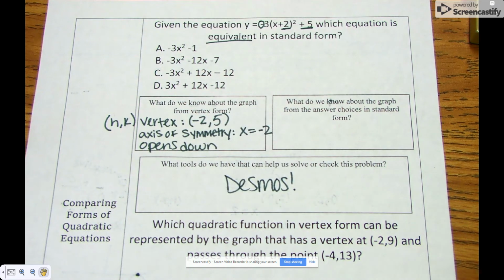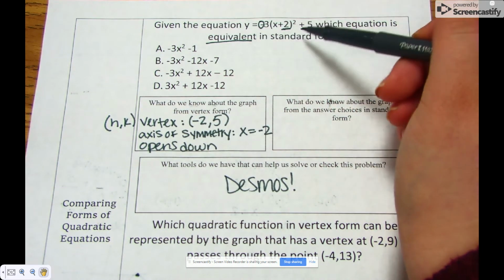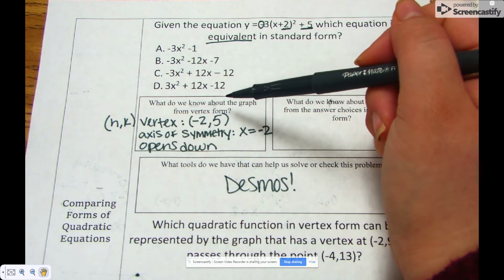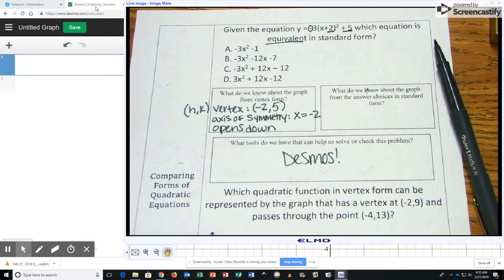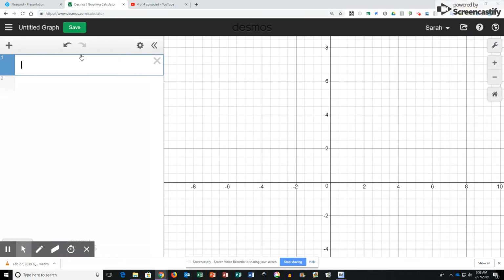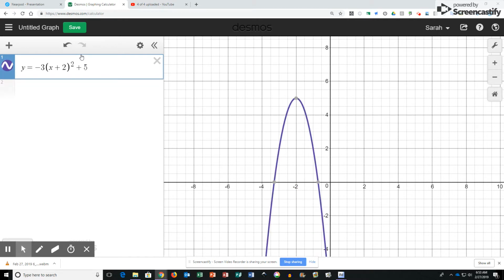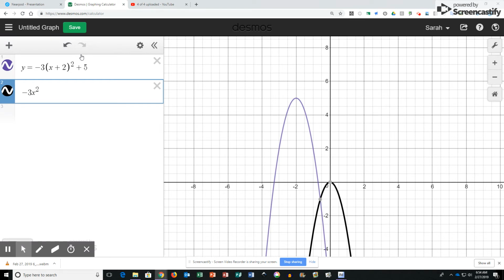Okay, so we're going to go to Desmos. We're going to type in our original problem, and we'll type in all our answer choices to see which one matches. All right, so I'm going to type in y equals negative 3(x plus 2) squared plus 5. Then I want to type in my answer choices. The first one I have is negative 3x squared minus 1. That one doesn't match.